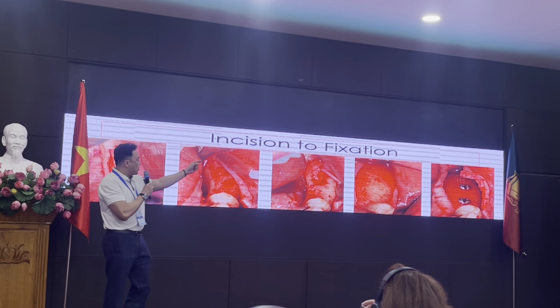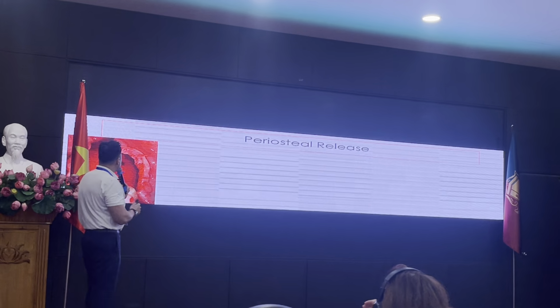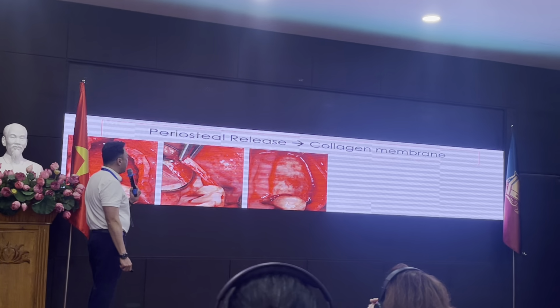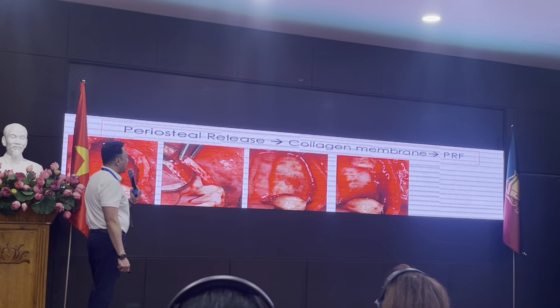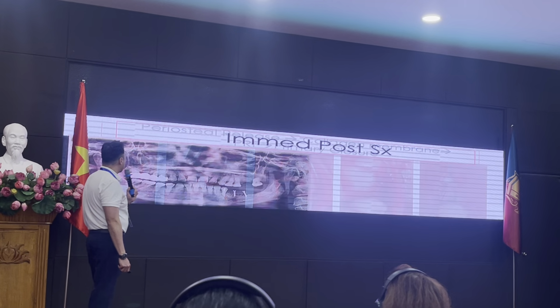And then it just becomes very, very easy. Again, fixation screws to stabilize the graft. And then we use, again, periosteal release, PRF membranes, collagen membranes, to get primary closure. You have to get good primary closure.